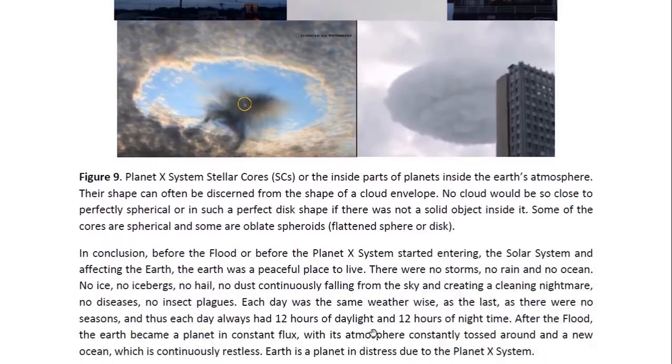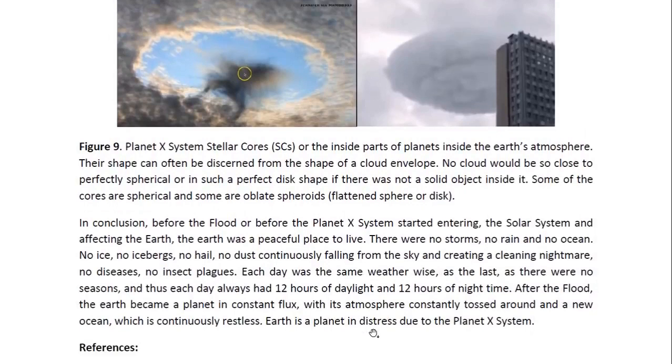So in conclusion, before the flood, or before the Planet X system started entering the solar system and affecting the Earth, it was a peaceful place to live. There were no storms, no rain, and no ocean. No ice, no icebergs, no hail, no dust continuously falling from the sky and creating a cleaning nightmare. No diseases, no insect plagues. Each day was the same weather-wise as the last, as there were no seasons, and thus each day always had 12 hours of daylight and 12 hours of nighttime.